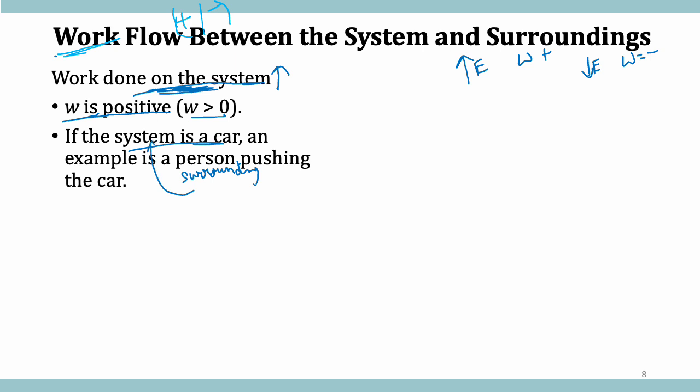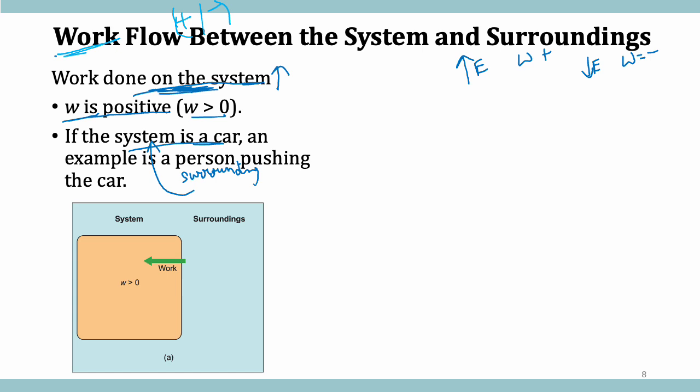The person is doing the work, and the system is being worked on, which means the energy from the person is going to the system, so the energy of the system increases, which means this work is positive for the system. And we only and only think about the system. We do not think about the signs of the work for the surroundings. Surroundings are doing the work on the system, which means the energy of the system is increasing, so work is positive.